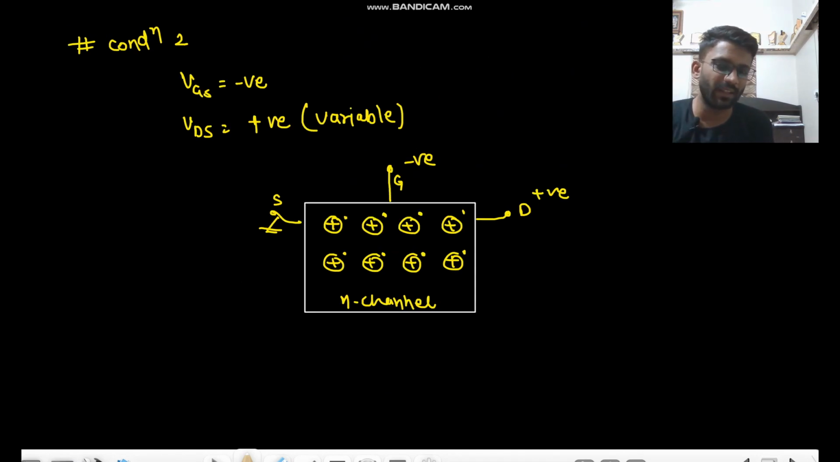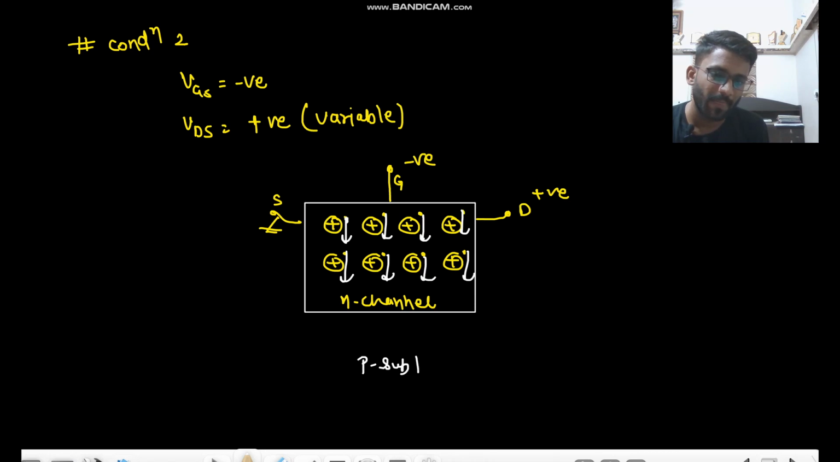If this is negative, in the N channel we have this plus and then these electrons. Electrons are the charge carriers, and because of the charge carriers, the current is flowing. So if this is negative, these will go down, right? And here we have the P substrate, so in the P substrate these holes will go up.